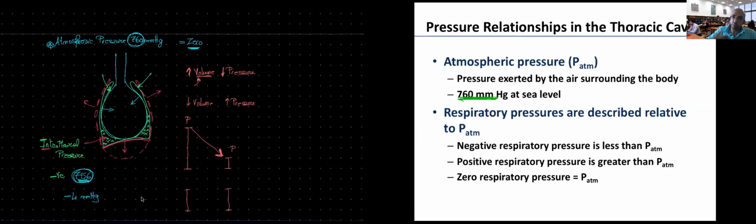And the intrapleural pressure is always a negative pressure, because the lungs have a tendency to collapse and the chest wall has a tendency to expand. So the pressure in between is always going to be a suction pressure. And this is what keeps your lungs inflated. This suction pressure applied on the outside of your lungs is what keeps your lungs inflated. Without this suction force on the outside of the lungs, my lungs would collapse.